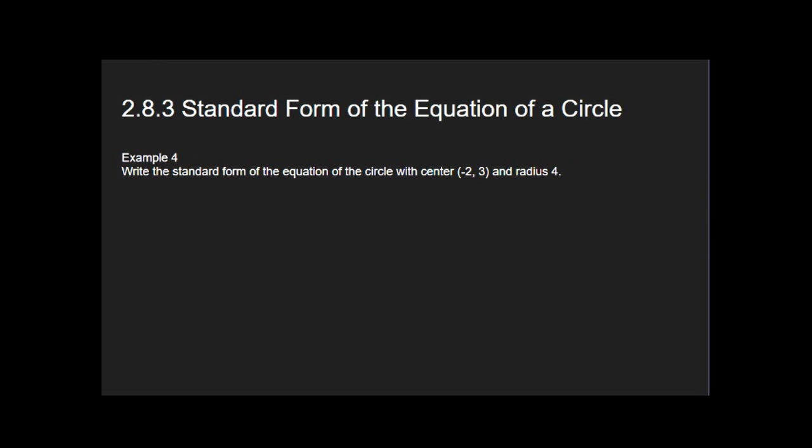Let's go ahead and do example 4. Now we have the same thing. We were given the center and the radius. The difference is that the center is not at 0, 0. So this one's going to be slightly more complicated. We are going to start with our generic equation again. X minus h squared plus y minus k squared is equal to the radius squared. So let's go ahead and start plugging in.